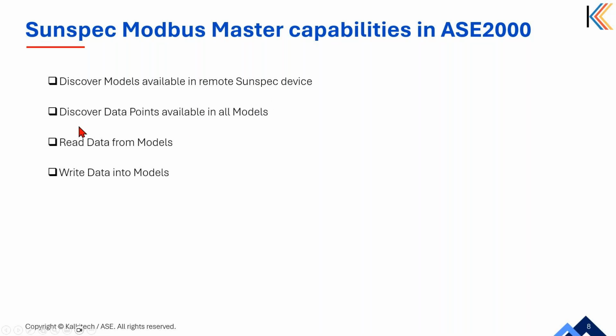And further, you can also find out the models. In addition to models, you need the data points available in specific models. So again, this is also an optional thing in SunSpec Modbus. In some cases, in the older protocols, you need to find out which data points are available, and you need to manually configure them. But to take advantage of the discovery, we have provided the feature to discover the data points also from these models. And the rest of the things are straightforward.